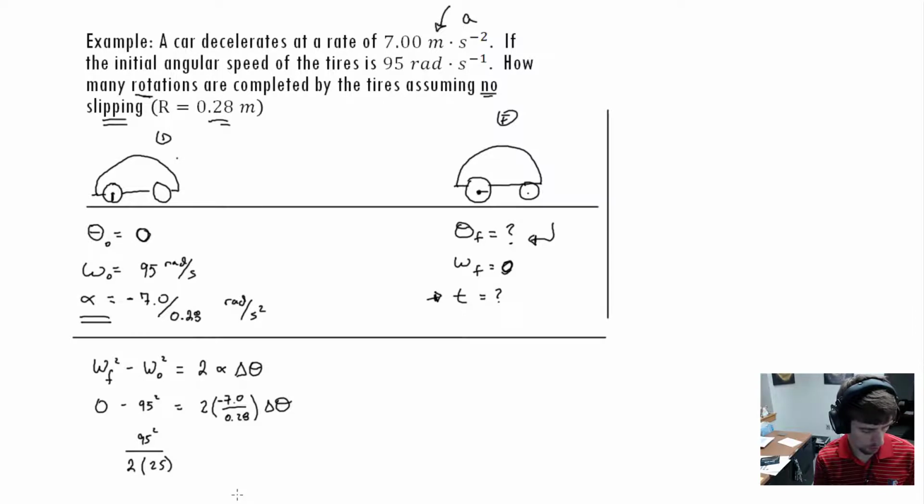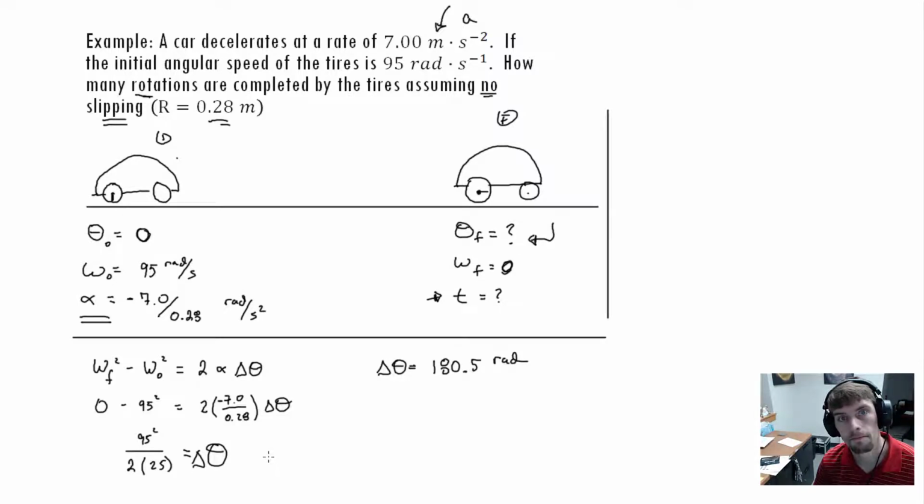So, let's go ahead. 95 squared divided by 2 divided by 25. There we go. So I get a final answer, delta theta, the change in angular distance. I get an answer that delta theta is equal to 180.5 radians.